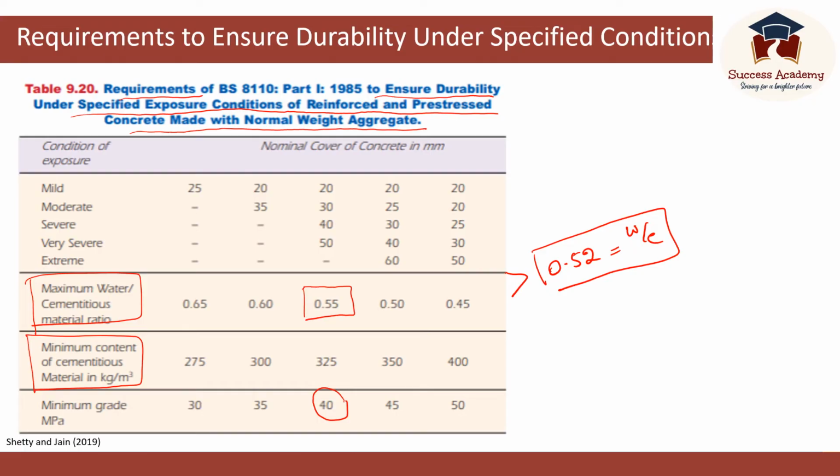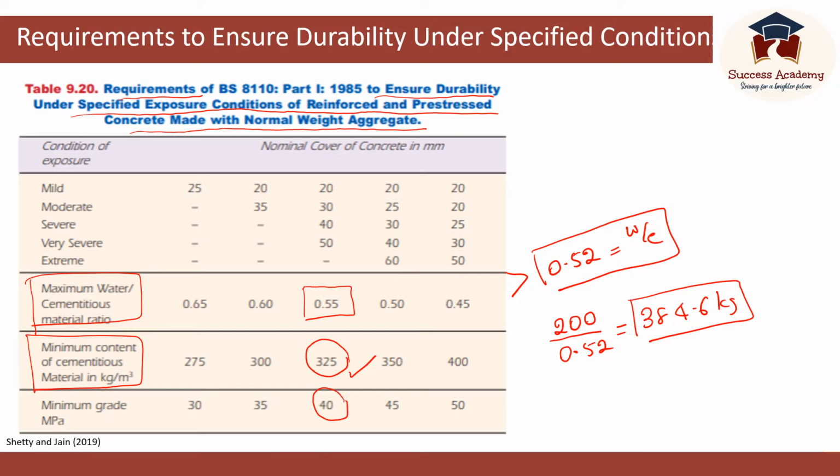And the minimum cement content is 325 kilograms. In our case, we found the cement content as 200 divided by 0.52, which is 384.6. So our value is higher than the value mentioned in the table. So we are satisfying the minimum cement content condition as well.